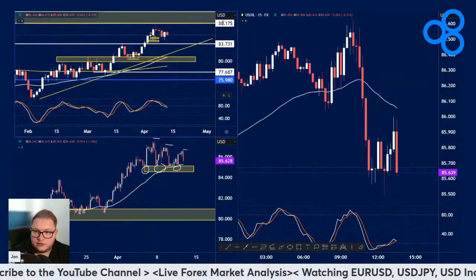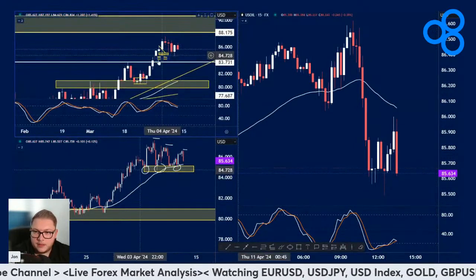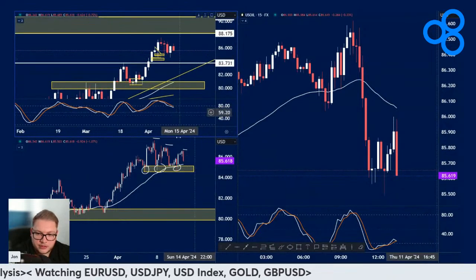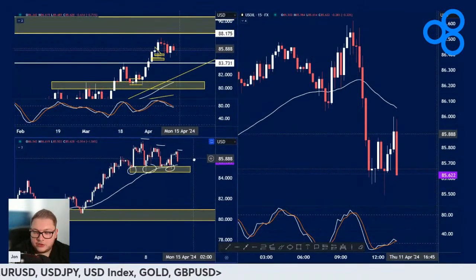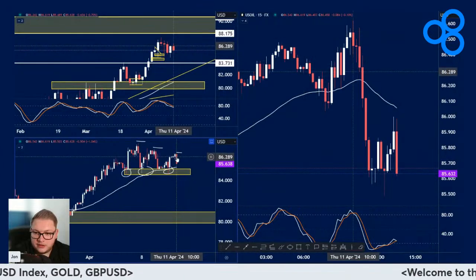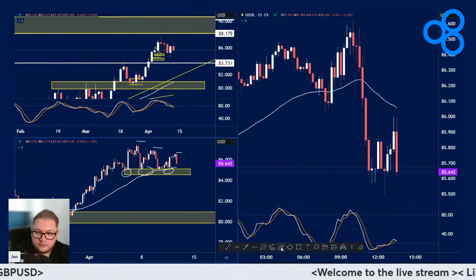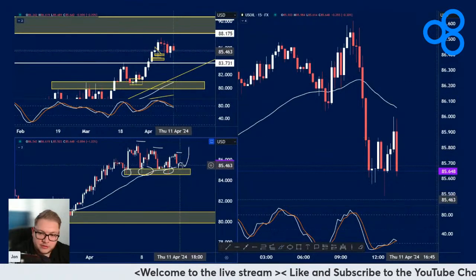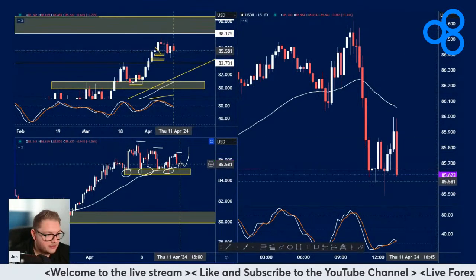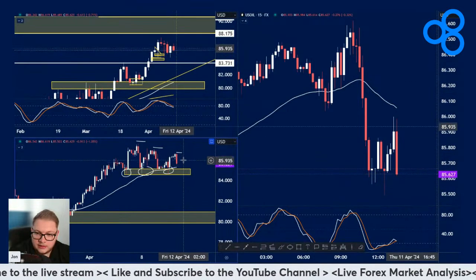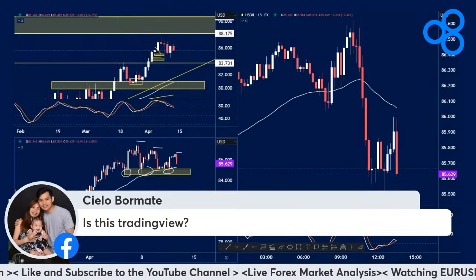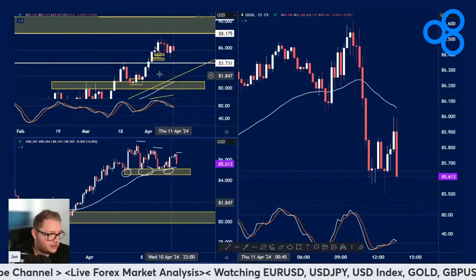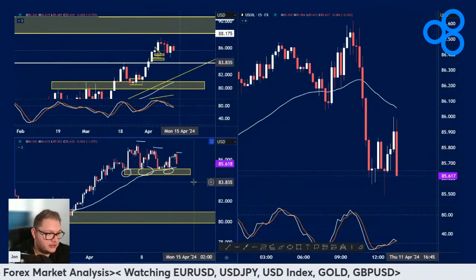If we look at the daily chart here as well at the top, you've got this kind of high here around about 83.70, 83.80, which could be of interest. So yeah, I like the idea of being long oil. If price can stabilize here and find some support, then that would be something I'm interested in as well. But yeah, is this TradingView? This is TradingView. Yeah, I use TradingView for the live streams because I can split the chart like this as well and show you that.